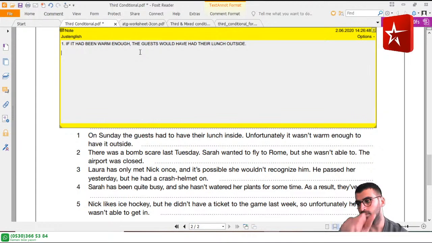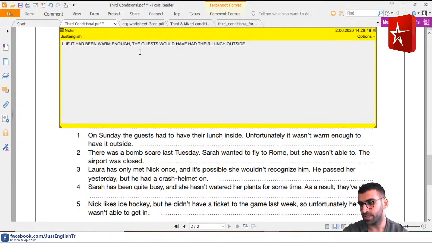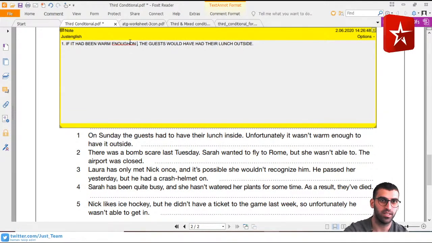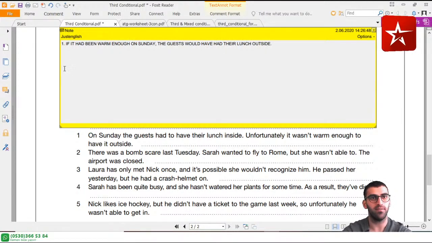If comes at the beginning of the sentence. Mr. Ramazan wrote a comment: "If it had been warm enough to head outside, or Sunday had to head." No, Ramazan, your sentence is not correct. Gülsafa says, "On Sunday the guests would have their head outside if it had been warm." Yes, okay, and we can also add "on Sunday" to the rest of the sentence. On Sunday, yeah. If it had been warm enough on Sunday, the guests would have had their lunch outside. That is the correct answer for number one.